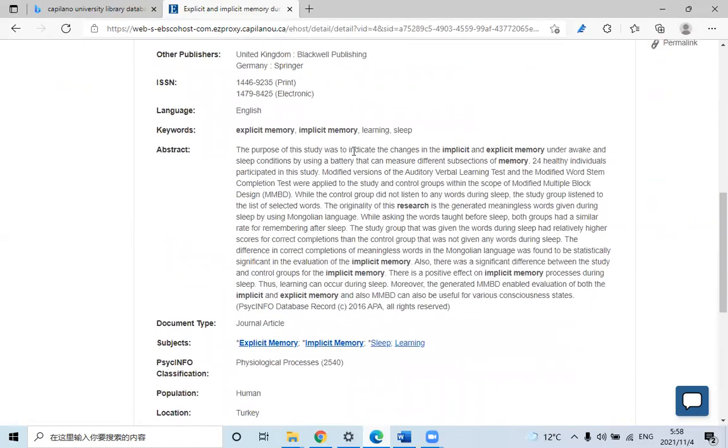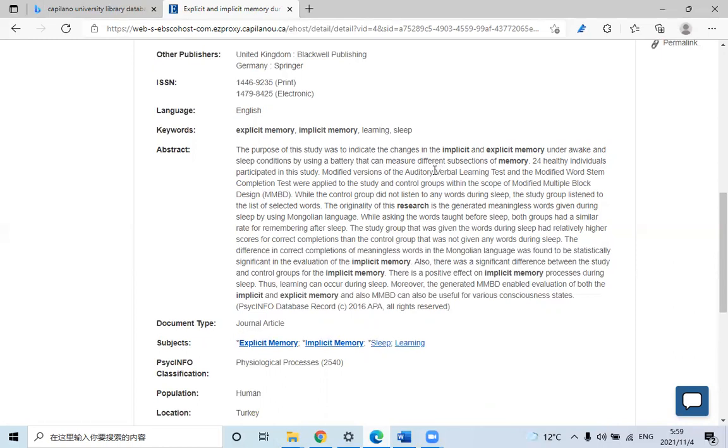The purpose of this study was to indicate the changes in implicit and explicit memory under wake and sleep conditions by using a battery that can measure different subsections of memory. Yeah, they have measured different types of memory. 24 healthy individuals participated in this study. Modified versions of auditory verbal learning test and modified word stem completion test were applied to study and control groups with a scope of modified multiple block design. I like the tests. They have two tests.